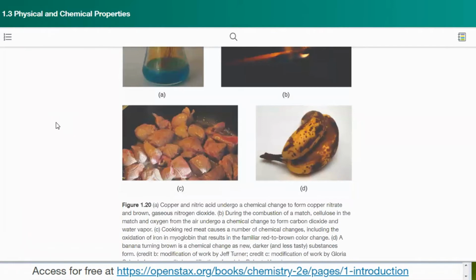Panel C, cooking red meat causes a number of chemical changes, including the oxidation of iron in myoglobin that results in the familiar red to brown color change. And panel D, a banana turning brown is a chemical change as new, darker, and less tasty substances form.